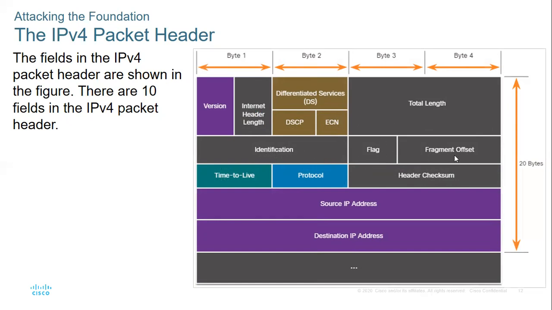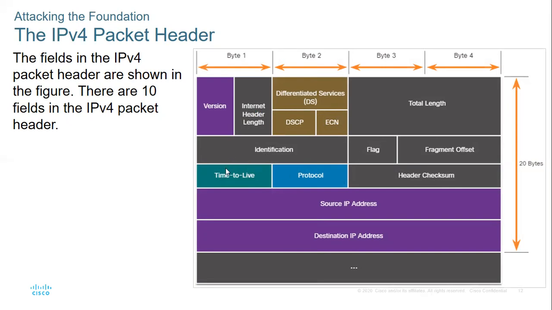Identification, flag, fragment offset. So these three are used in a case where we have the packet moving from one network to the other network. You find that this other network where the packet is going requires that this packet must have a smaller size. So once the packet has been divided into smaller components, these three fields are responsible for identifying those smaller packets and reassembling them.